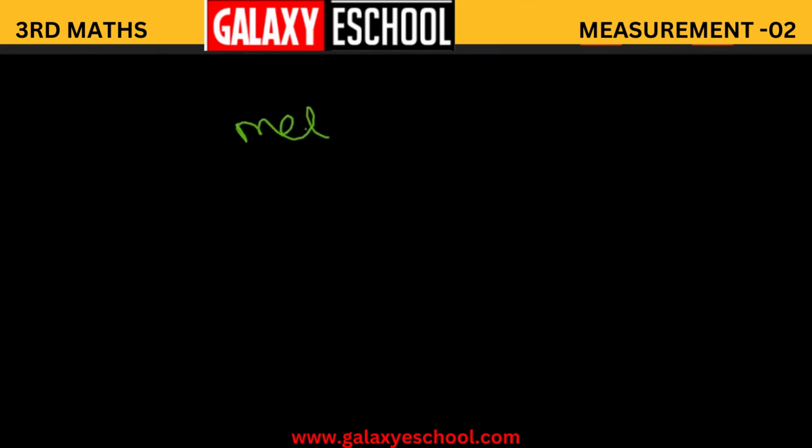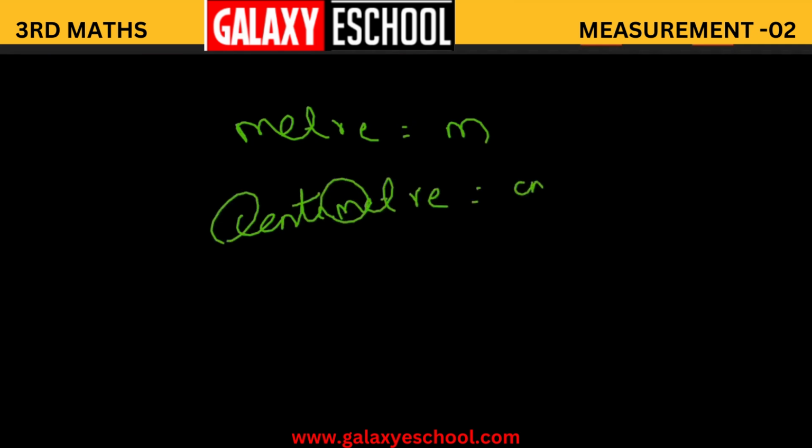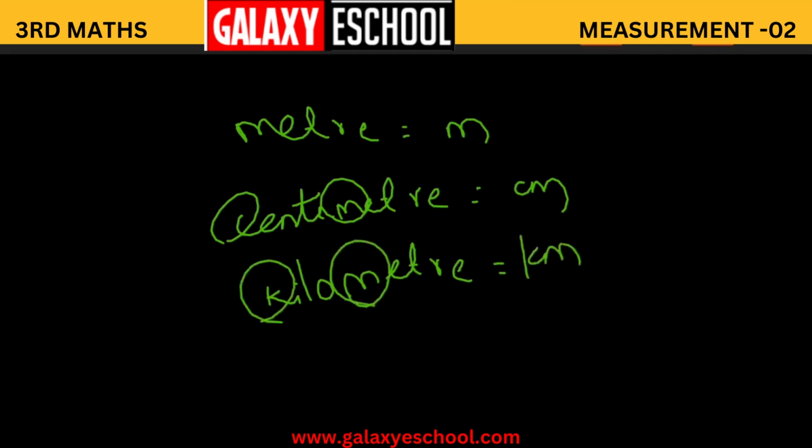Now meter, how did we write meter? As m. Centimeter, how did we write centimeter? We wrote centimeter as cm. In the same way, now we have a new unit of measurement, that is kilometer. It will be written as km. K for kilo and m for meter.